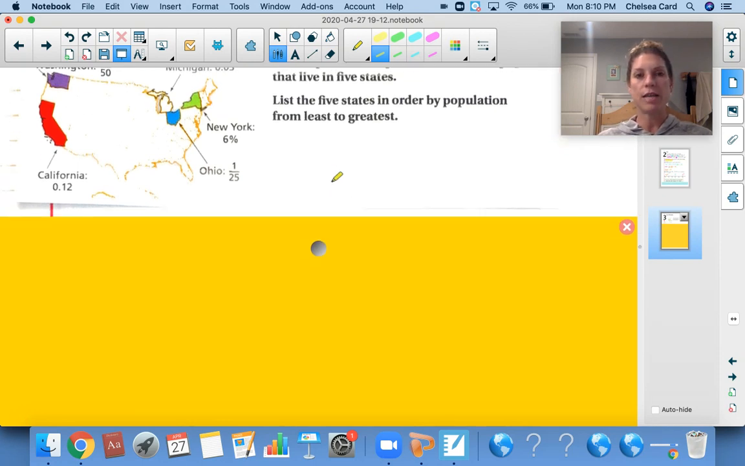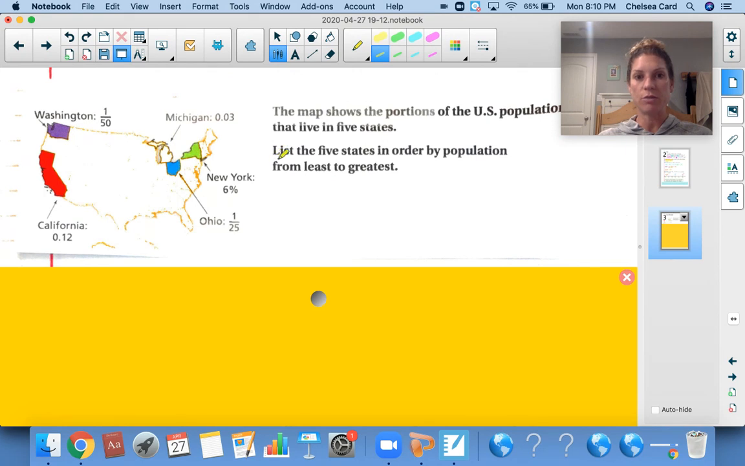And what the question is asking us to do is list the 5 states in order by population from least to greatest, which means that we need to go from smallest to largest. So it's looking for the states, from the least to the greatest. It's not necessarily looking for the numbers. It's not looking for the conversion. It's not asking, what is the percentage of people that live in Washington? It wants us to just list the states from least to greatest. So that's what we're going to do.